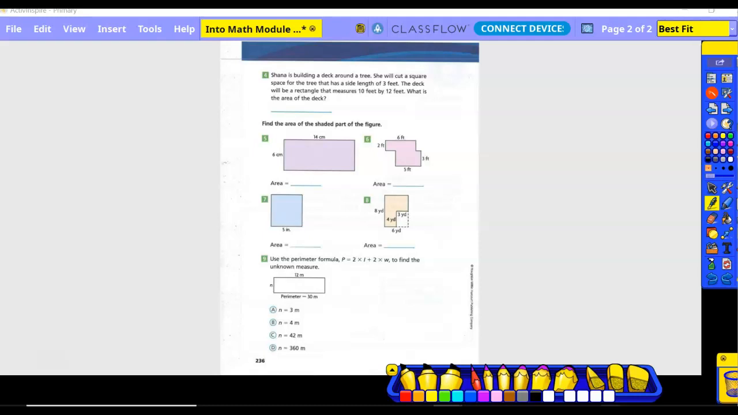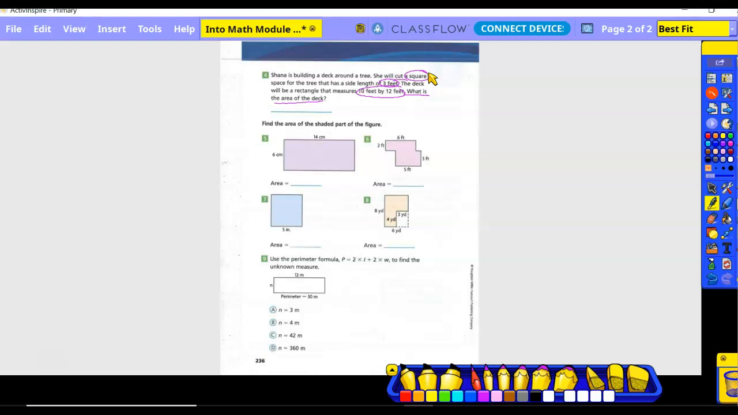Number 4, Santa is building a deck around a tree. She will cut a square space for the tree that has a side length of 3 feet. Okay, so the square lets us know, and then the feet, 3 feet. The deck will be a rectangle that measures 10 feet by 12 feet. What is the area of the deck? So some of us can just do this, like in our head. Drawing a picture might help some of the rest, right?